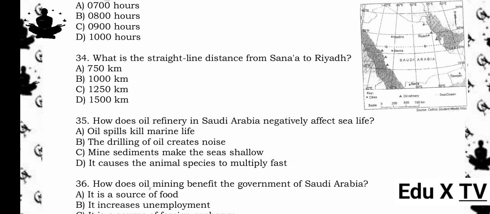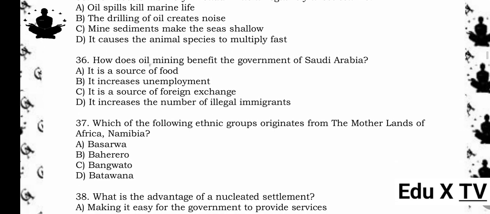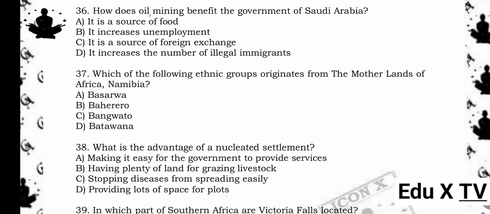36. How does oil mining benefit the government of Saudi Arabia? A. It is a source of food. B. It increases unemployment. C. It is a source of foreign exchange. D. It increases the number of illegal immigrants. The answer is C. It is a source of foreign exchange.